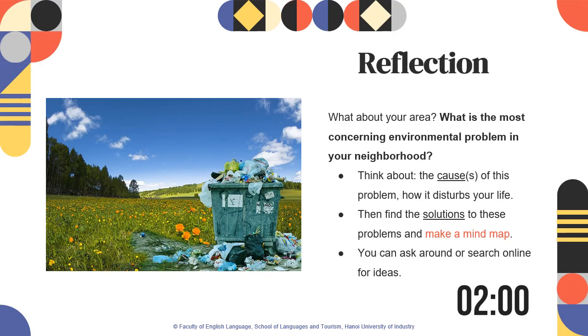Next, let's reflect. We just role-played about an imaginary school. What about your area? What is the most concerning environmental problem in your neighborhood? Think about the causes of this problem and how this problem disturbs your life. Then find the solutions to these problems and make a mind map. You can ask around or search online for ideas. Just pause the video as you do the activity.